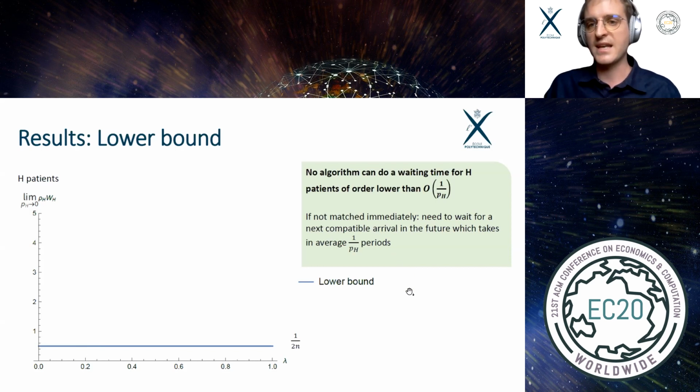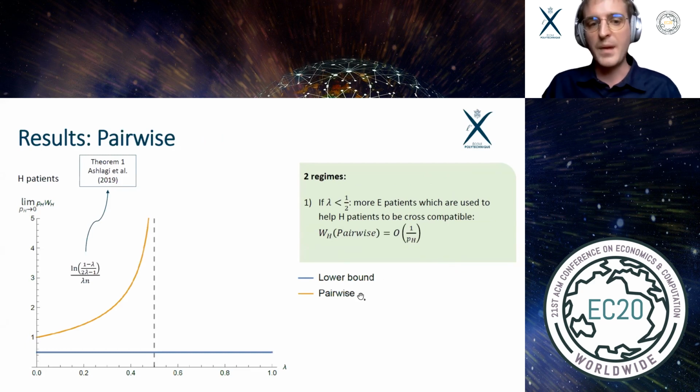And the intuition is that as a patient, once you arrive, if you are not matched immediately, then you need to wait for a next compatible arrival in the future. And in expectation, it takes 1 over pH periods for hard to match patients. And this is basically why you cannot do better than order 1 over pH. That's the heuristic. Okay.